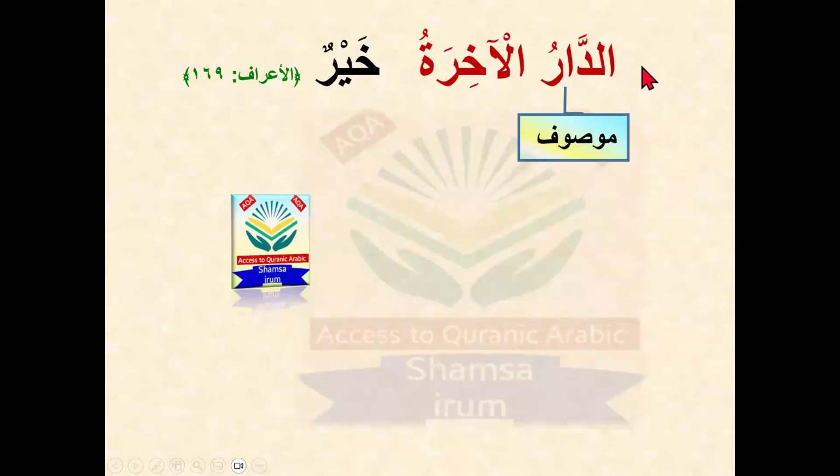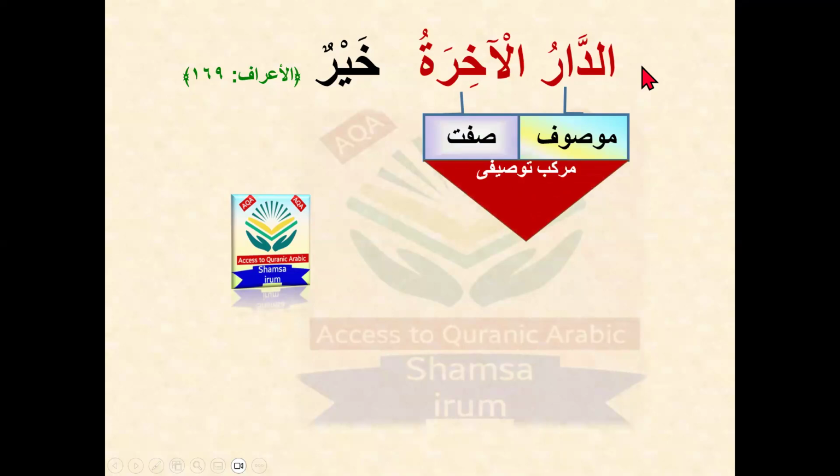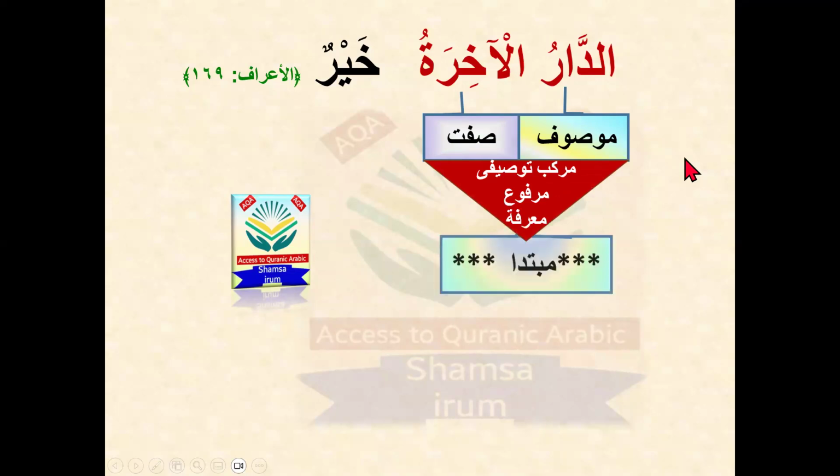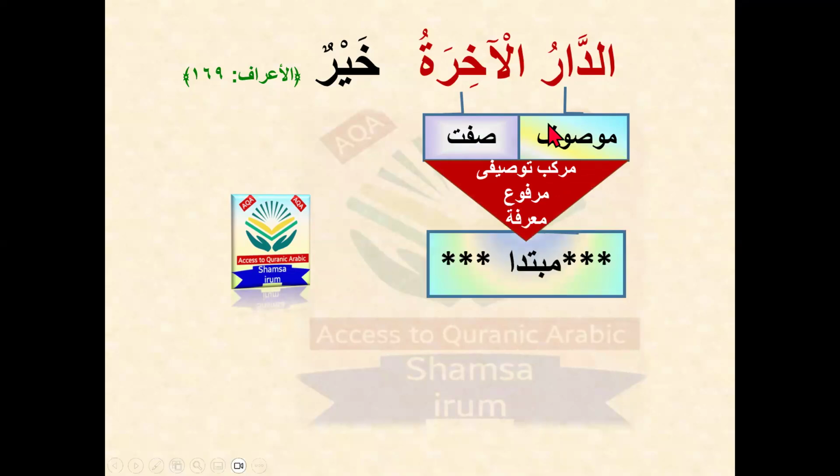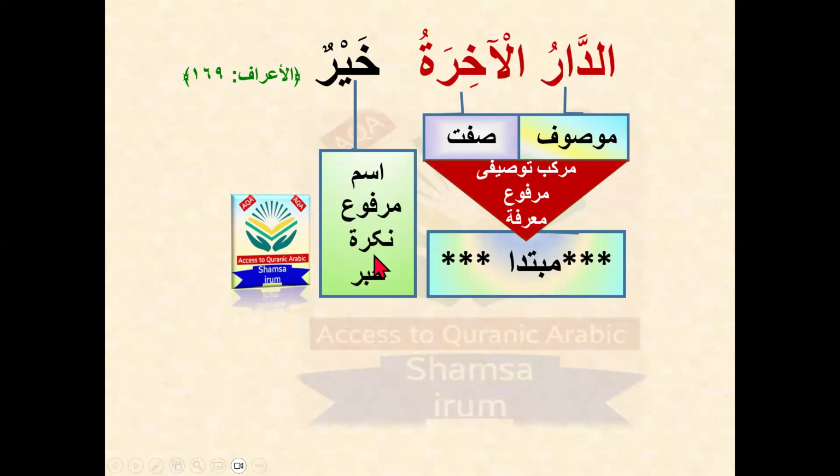Okay, so ad-daru is mausuf and al-akhiratu is sifa. Mausuf sifa is murakkab tawsifi. Now we have to check whether the requirements for the mubtada are completed in this phrase. Yes, they are. They are both marfu and they are both marifa. So both main points for the mubtada are complete here, which means this phrase is being used as the mubtada. Khairun is marfu and nakira, so it's the khabar now. Khairun is the predicate here. Mubtada and khabar, a full jumla ismiya.